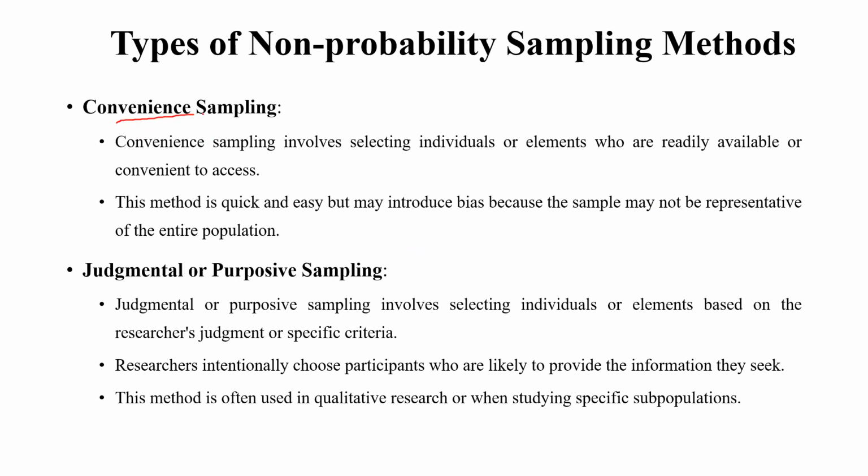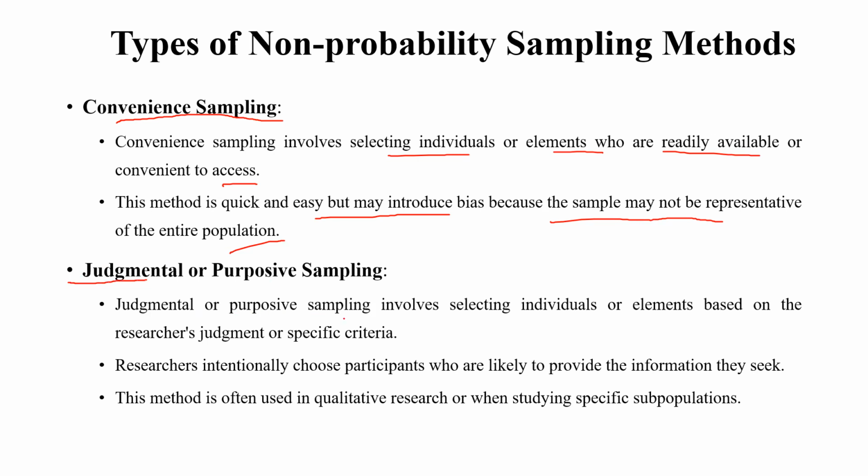First one is known as the convenience non-probability sampling method. Convenience sampling involves selecting individuals or elements who are readily available or convenient to access. This method is quick and easy but may introduce bias because the sample may not be representative of the entire population. Second one is known as judgmental sampling or purposive sampling.